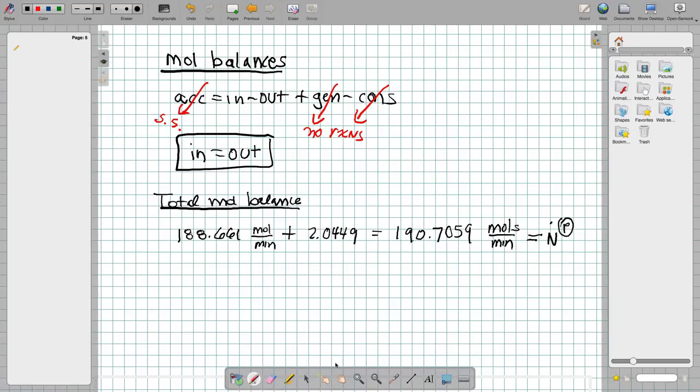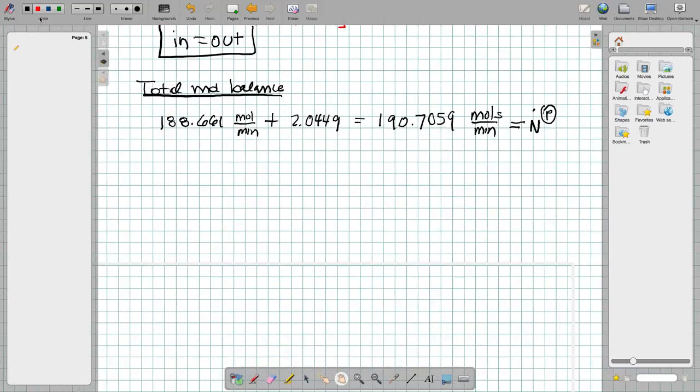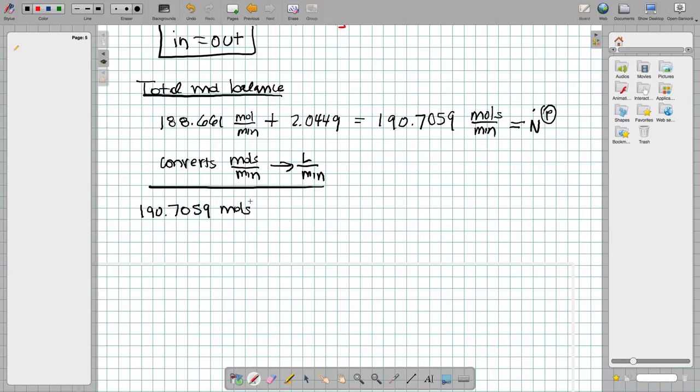Then the final step to get the volumetric flow rate is to convert, kind of go backwards now. Now we're going to convert the moles per minute into liters per minute. So we know that we have 190.7059 moles per minute coming in, and we again use the ratiometric method. We start out with the fact that if this were an ideal gas at standard conditions, 1 gram mole would occupy 22.4 liters.